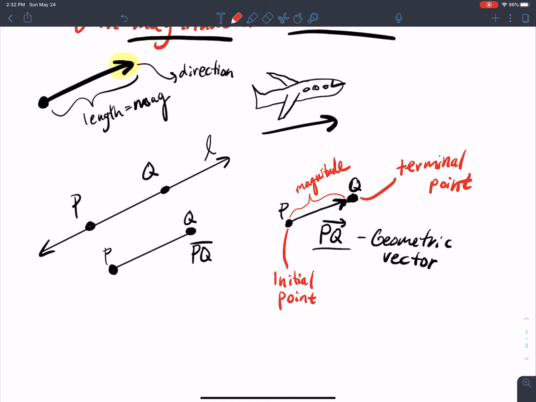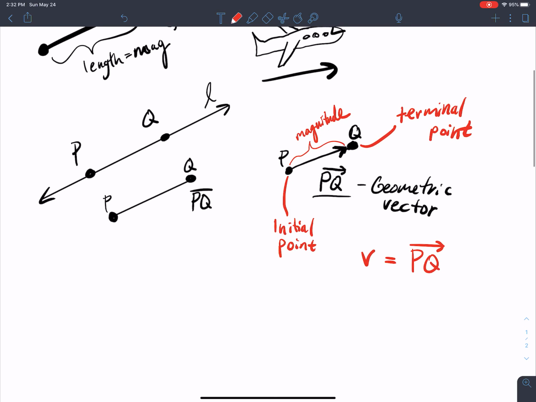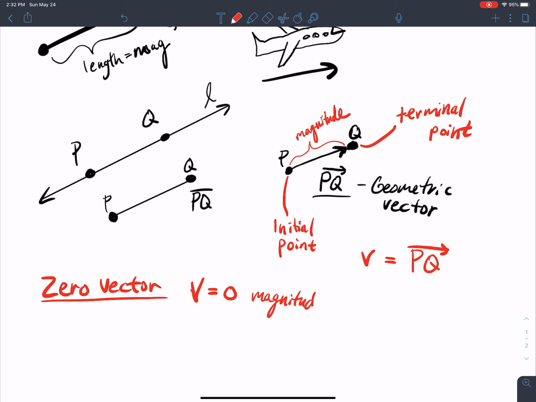If a vector V has the same magnitude and the same direction as the directed line segment, you could say V equals PQ. The vector V whose magnitude is 0 is called the zero vector. So the zero vector is V equal to 0. The magnitude is 0, and it's assigned no direction, because it's not going anywhere. Okay, it's the zero vector.